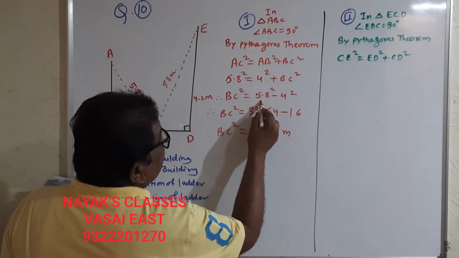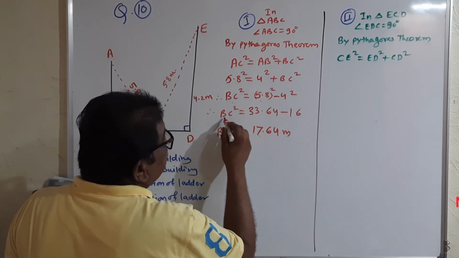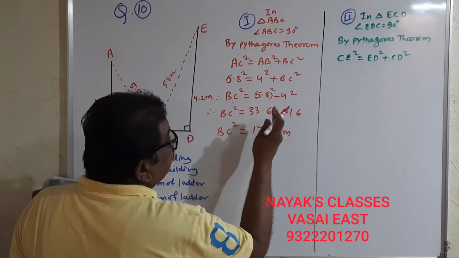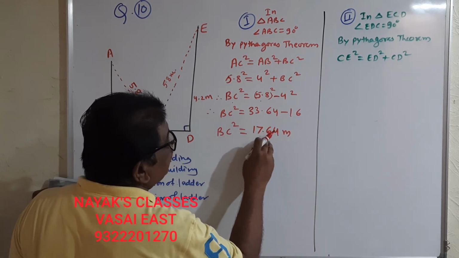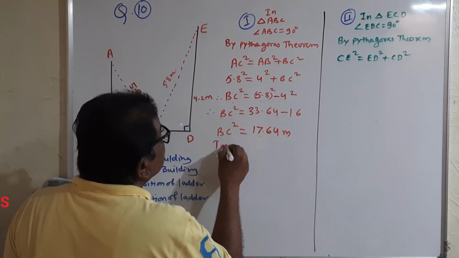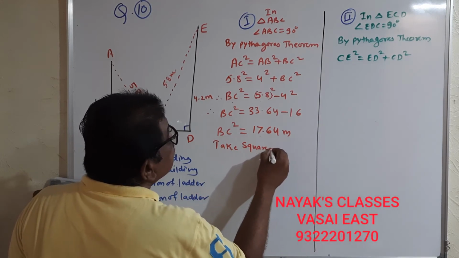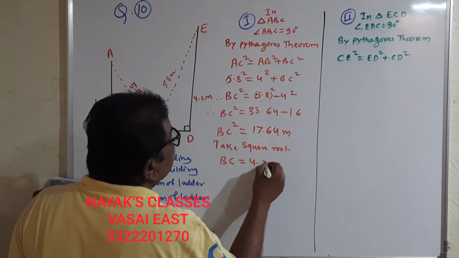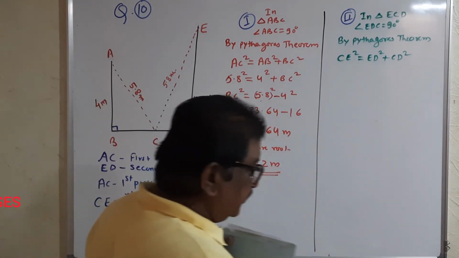BC square is equal to 5.8 the whole square minus 4 square. Then BC square is equal to 5.8 square is 33.64 minus 4 square is 16. So BC square is equal to 17.64. Correct? And taking square root, we got BC is equal to 4.2 meter.